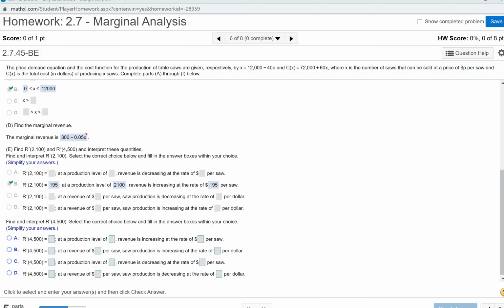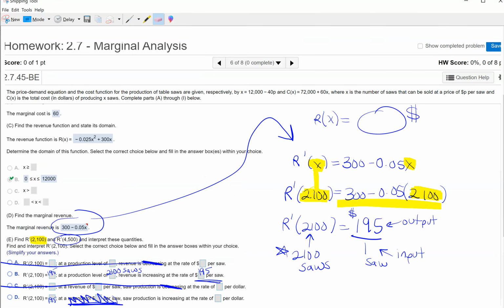And now we're just going to repeat that process for 4,500 saws. So I'm just going to replace my input with 4,500, and then let's see what our calculator gives us.